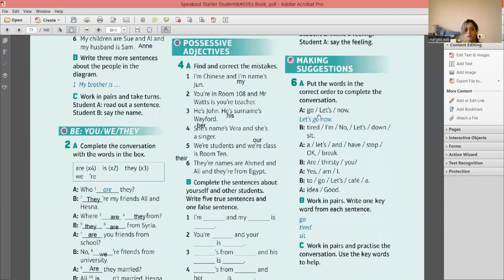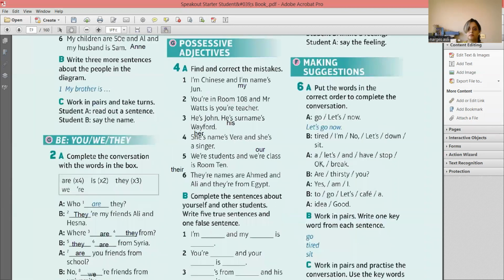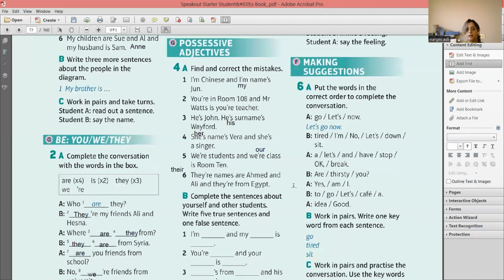And the last question is about همون let'sی که یاد گرفتیم. Use let's and complete the sentence. Put the words in the correct order to complete the conversation. Let's go now. I'm tired. Let's sit down.